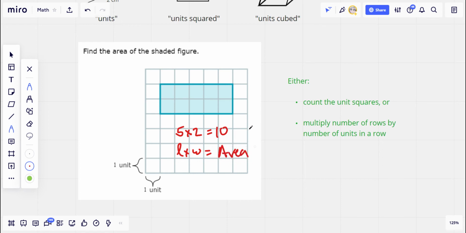Let's try one more of these to practice. Oh, and I should have reported this actually. It's not just 10 that the area is, it's 10 units squared, or you could write it as 10 square units.